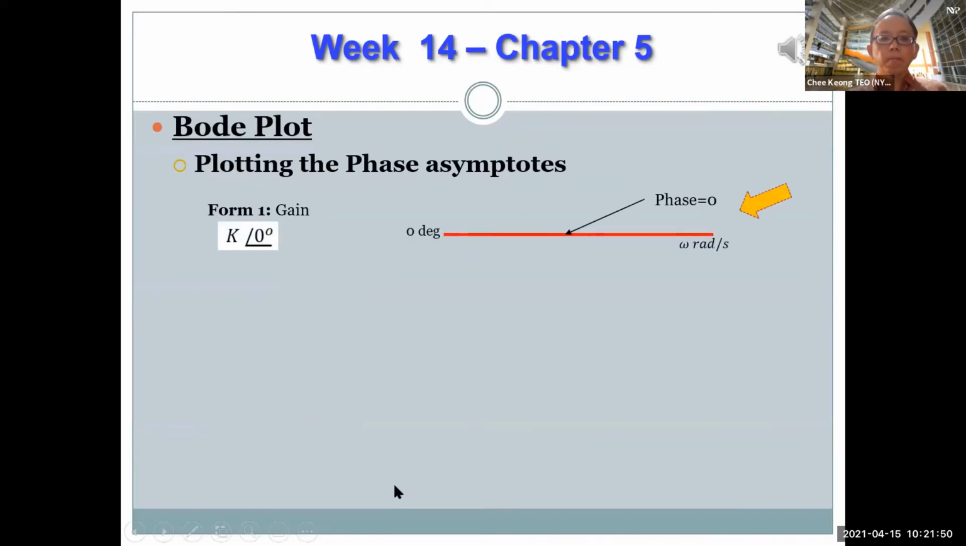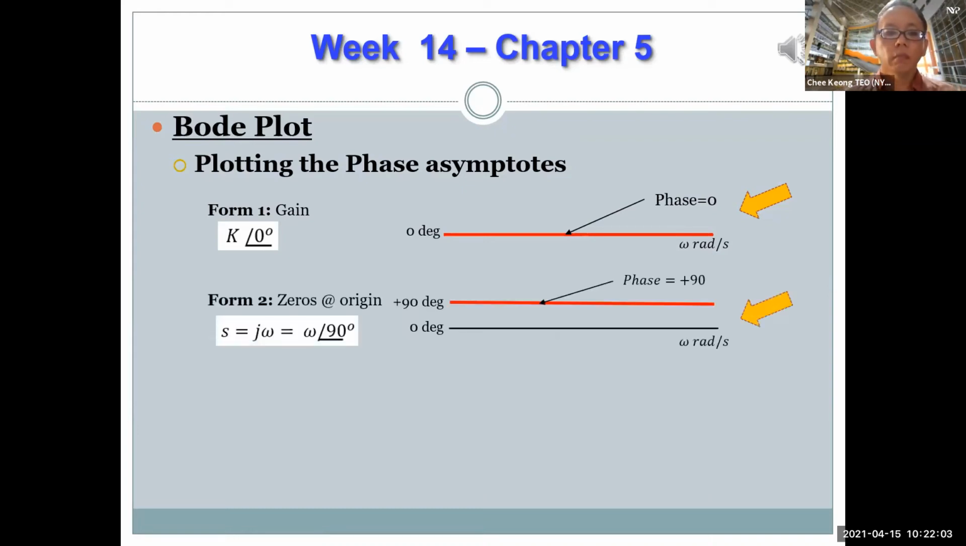Similar to the magnitude plot, the phase plot has another 5 forms for plotting the asymptotes. Form 1, for the gain term, the phase will be 0 throughout the frequency spectrum. Form 2, for 0 at origin. Again, what happens at 0 radians per second will not be visible to us as it is very far away.